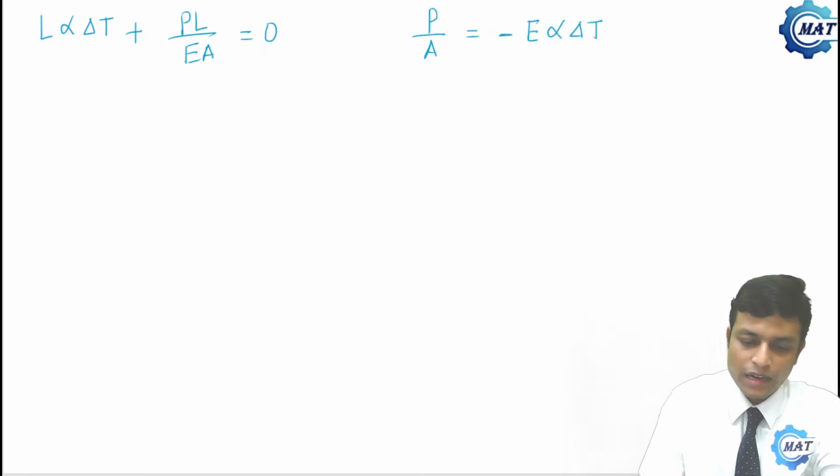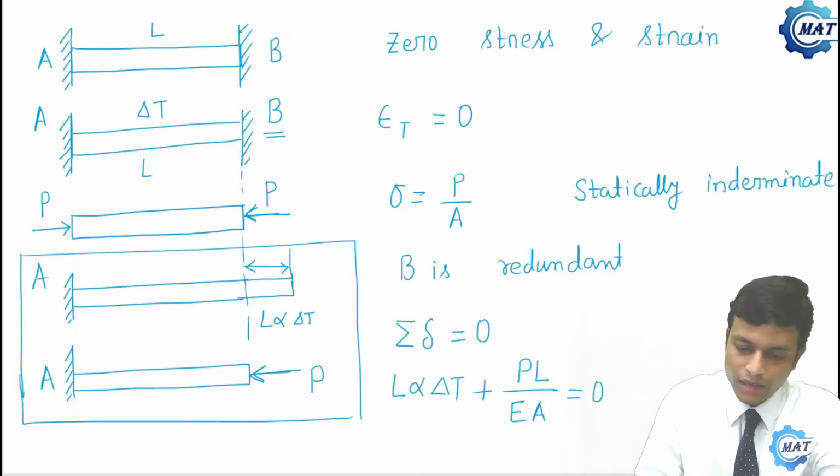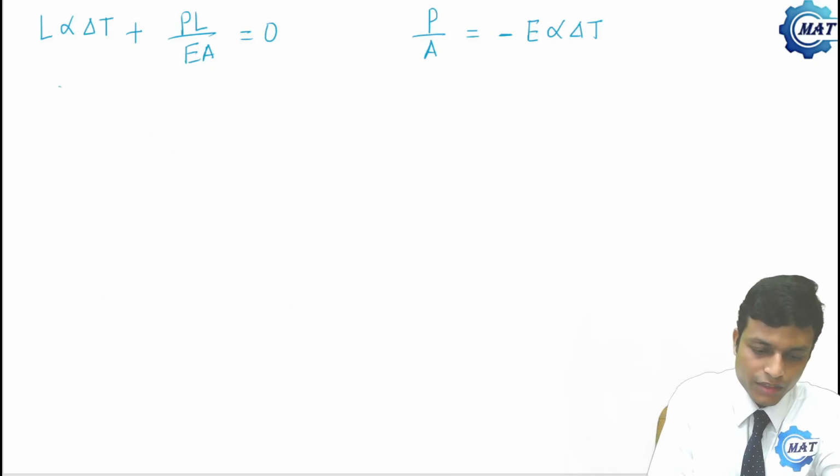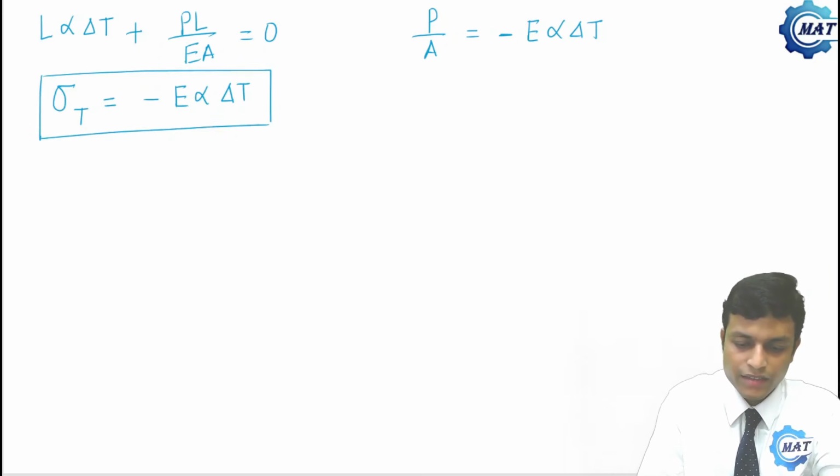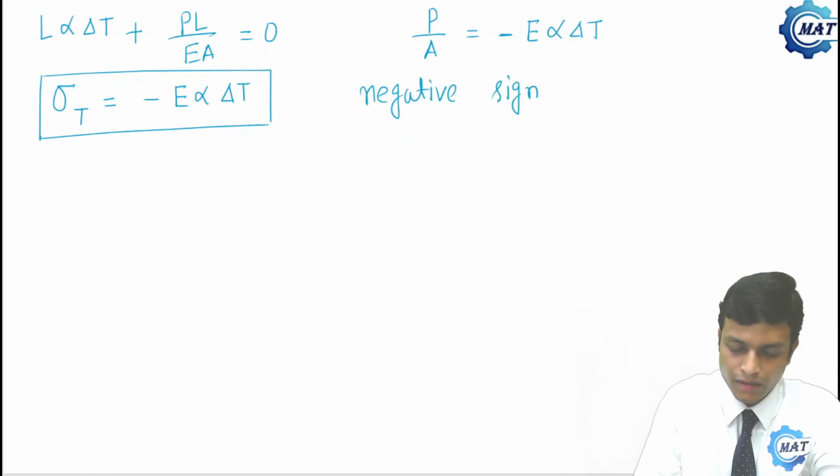So, P by A is nothing but the thermal stress. So, thermal stress is minus E alpha delta T. The negative sign implies that the stress is compressive.